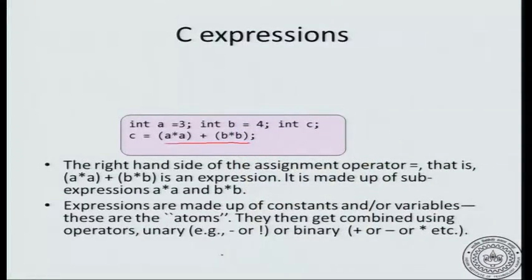Now operators can be unary, that is, they take one argument. For example, the unary operators can be minus, which is the unary minus. For example, minus 3 is a negative number. Similarly, the not operator that we have seen in connection with logical operations. So not of 0, for example. So the logical negation operator. Both of these operations take one argument.